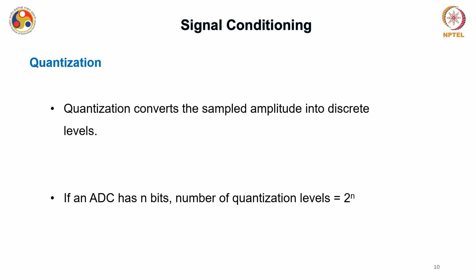The second stage of the ADC is the quantization. Quantization converts the sampled amplitude into discrete levels. So you have already the sampling done, now it has to be discretized. Now consider that the ADC has n bits, and if you have an n bit ADC, the number of quantization levels required will be 2 to the power n. Say for example, if you have a 3 bit ADC, the number of quantization levels required will be 2 to the power 3, or 8.